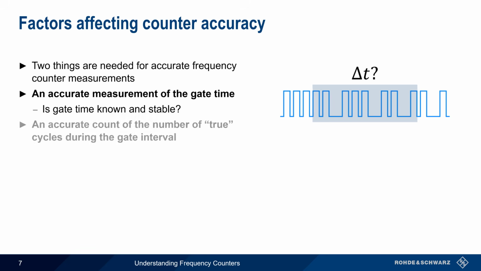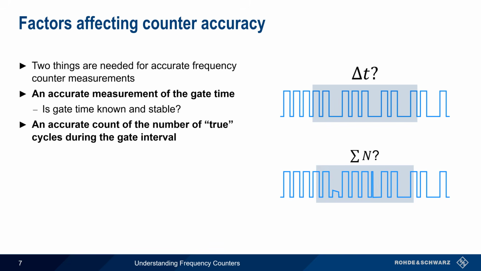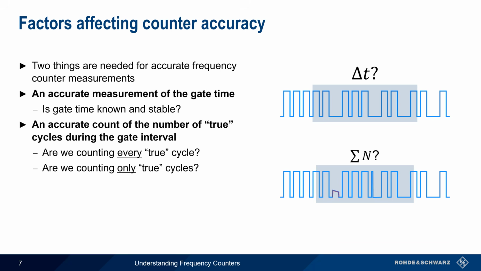The second requirement is accurately counting the number of true cycles that occur during the gate interval. We want to be sure that we're counting every true cycle and that we are not counting non-cycle events, such as low-level noise or bursts of noise. Over the next few slides, we'll discuss in more detail the different methods for obtaining higher frequency counter accuracy.